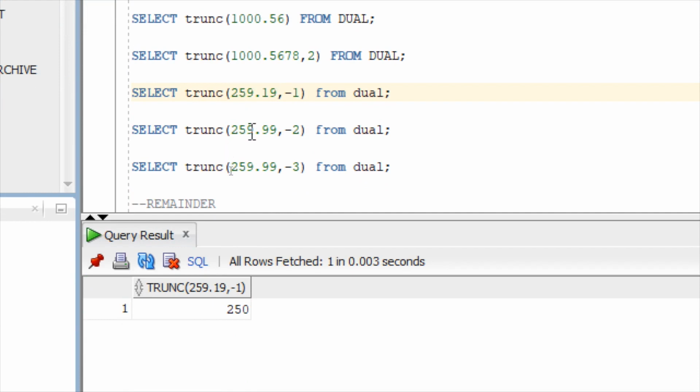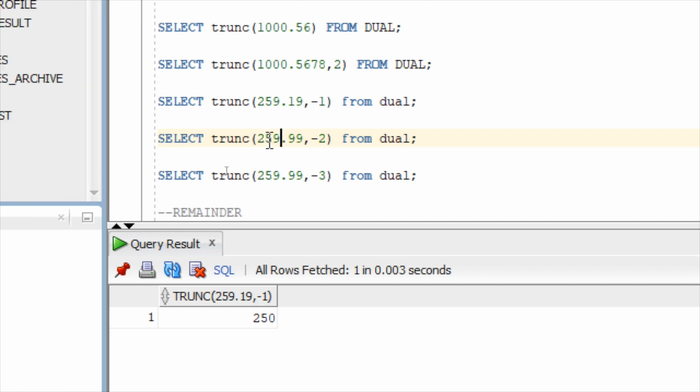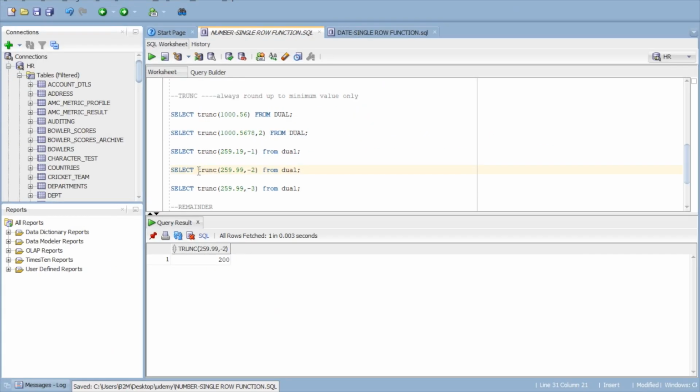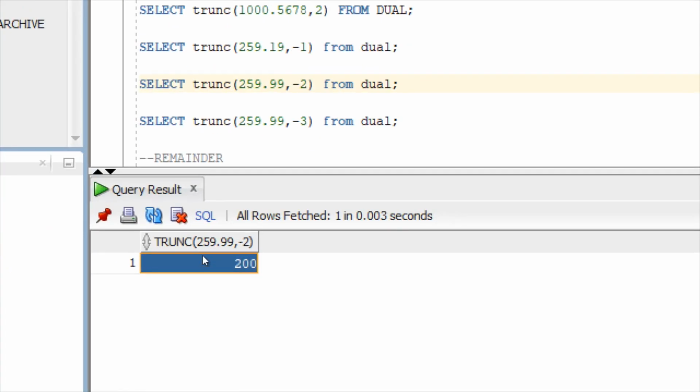So when I execute this query, I will get 250 as my result. Next here also, even though my number is almost nearing, minus 2 is for the nearest 100. But the trunc function always rounds down to the minimum value. So even though my number is nearing 300, it will always show 200 when I execute this query. See here, I got 200 in my result.